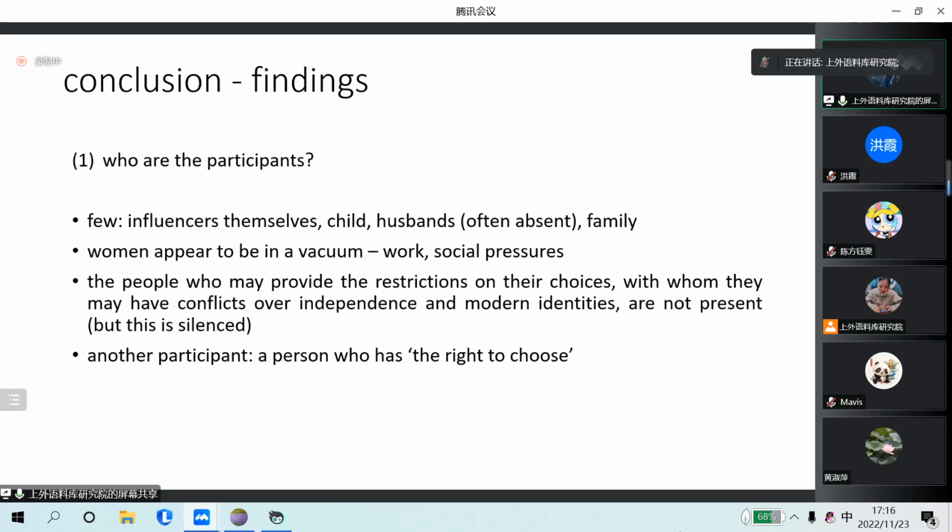So the people who may provide the restrictions on their choices, like children and so on, or work, with whom they may have conflicts about whether they can be free and independent and modern, have these modern identities, they're actually not represented here. They're just pushed to the side. This is silenced in these kind of models of the world. And if there's another participant, it's just a person who has the right to choose, that featured as well. But mainly it was just the influencers themselves.